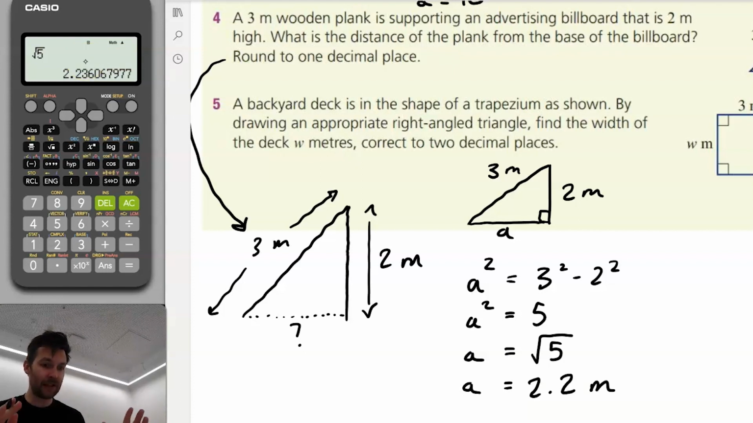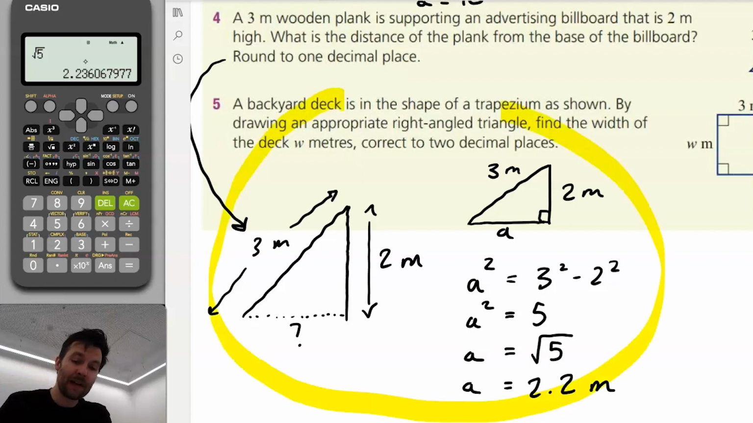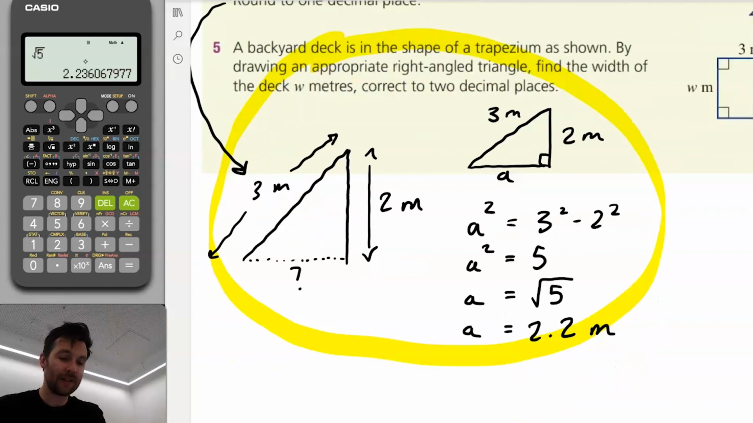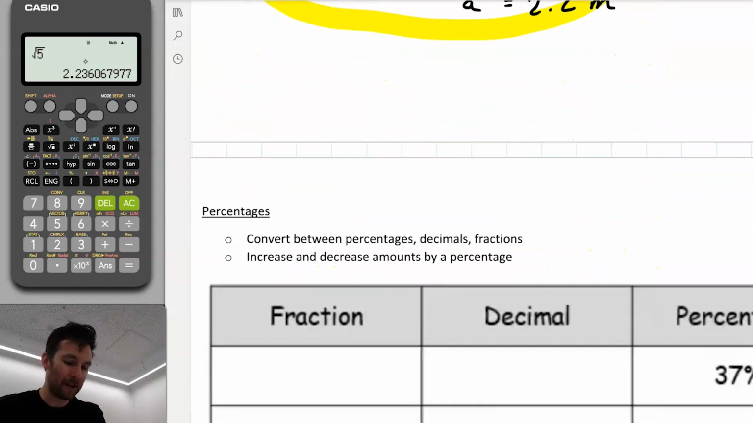And a quick look at the rest of the diagram. The plank is 3 meters, the billboard is 2 meters, so the distance of 2.2 meters, that makes sense. So yeah, for these sorts of questions, where it's saying use Pythagoras to find the answer to the problem, that's pretty much your first thought. It's like, where here is the right angle triangle?